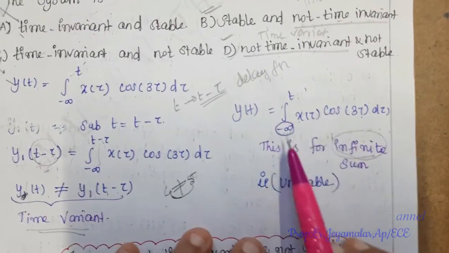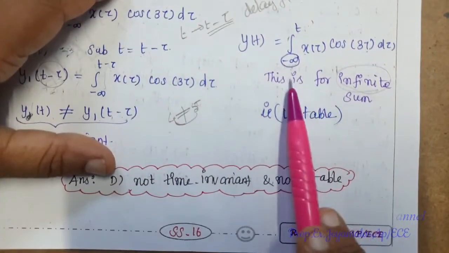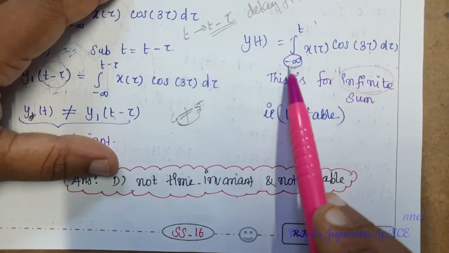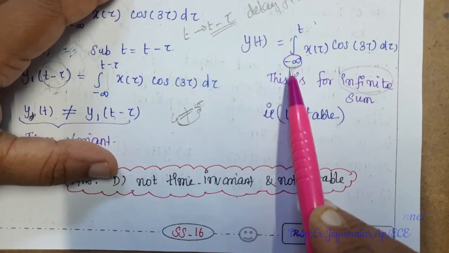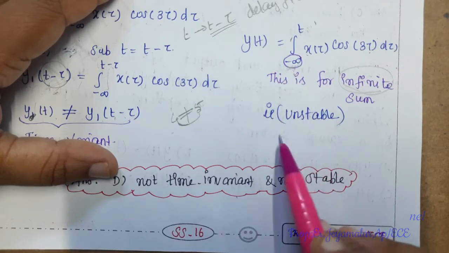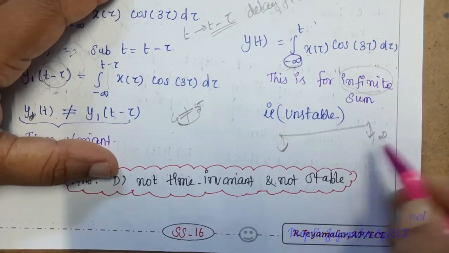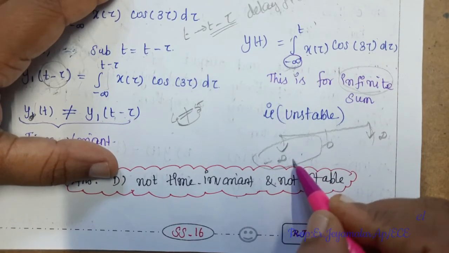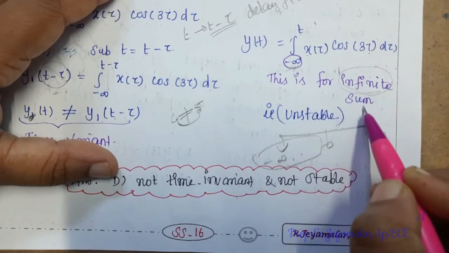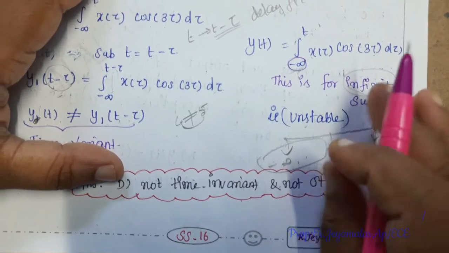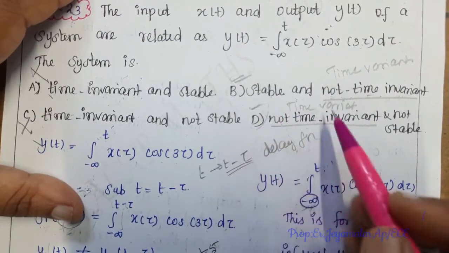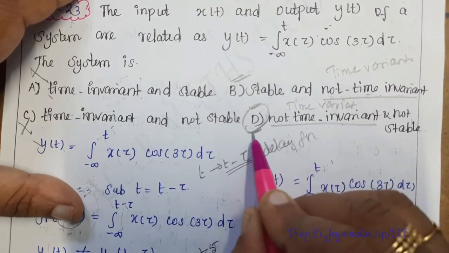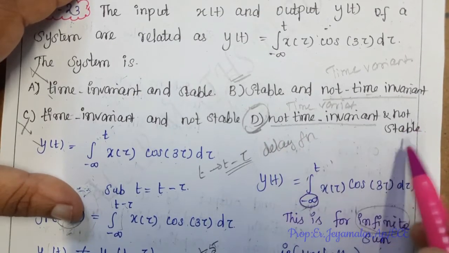The given function is y of t equal to the integral from minus infinity to t of x of tau cos 3 tau d tau. Here see the lower limit, minus infinity. The meaning is there is no particular value. On the timeline, this is infinity, 0, minus infinity. There is no limit, so this is an infinite sum. Hence the function is unstable. Check the answer: this is for stable, this is for unstable. Hence the exact correct answer is D, not time invariant and not stable.